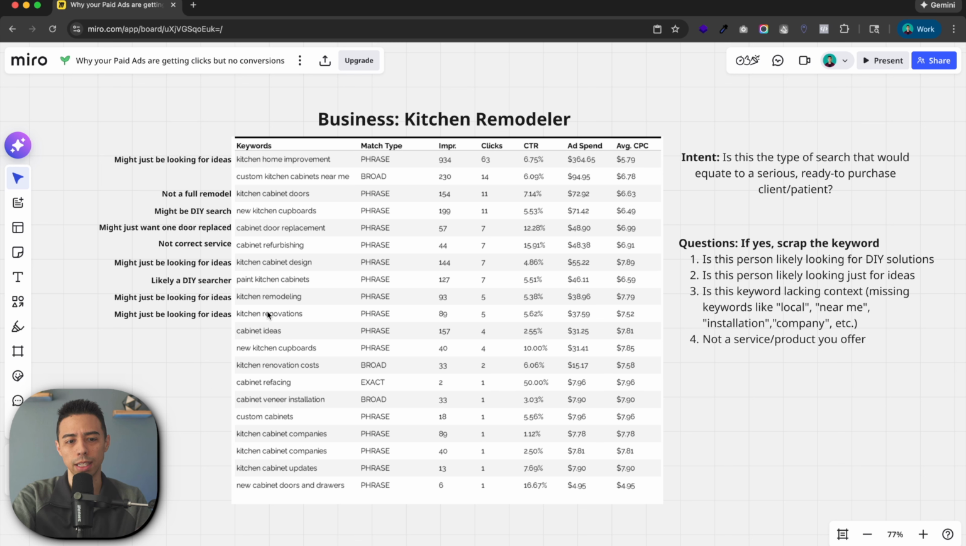As we move on down, we have two really, really bad keywords here. The first is kitchen remodeling. I mean, that couldn't be more broad and vague, in my opinion. They might just be looking for ideas, and same for kitchen renovations. They might just be looking for ideas or tutorials or things of that nature, just high level browsing the internet to get an idea and doing some research. So you can see of these roughly 10 to 15 keywords that we have up top here, that's the majority of the spend for this account.